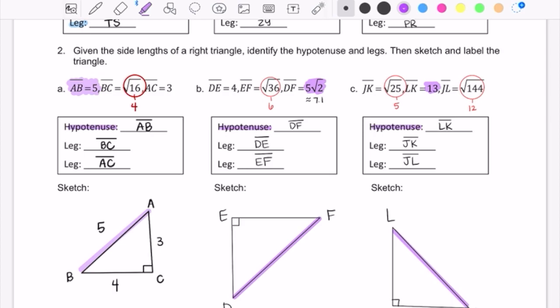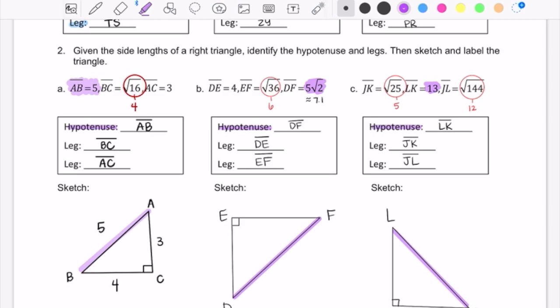In number 2b, I'm told that segment DE is equal to 4, segment EF is equal to the square root of 36, and we know the square root of 36 because that's a perfect square, that's equal to 6. And then segment DF is equal to 5 square root 2, which you can type into a calculator to get that decimal approximation as 7.1. 7.1 is the biggest out of those three numbers, so that means that segment DF is the hypotenuse.